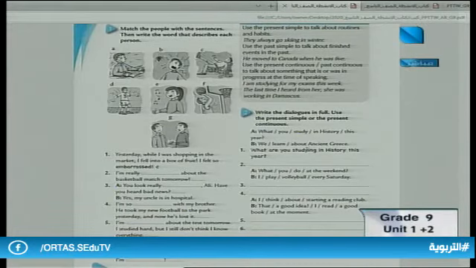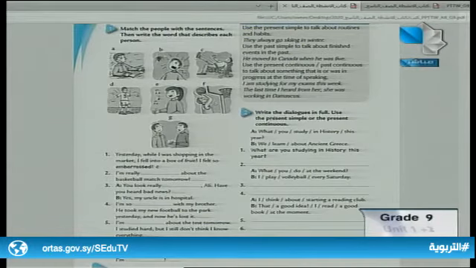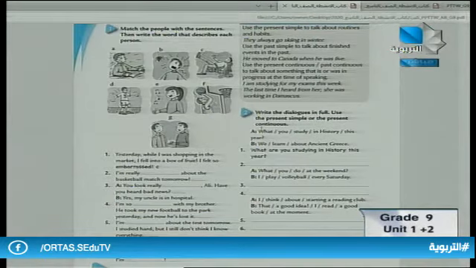In this exercise, Basima, we have a dialogue. This dialogue is not full. It needs to be completed, right? So let's start immediately with number 2. Write the dialogues in full. Use the present simple or the present continuous. So with the present simple, we need something, and with the present continuous, we need something else. So let's start with A.